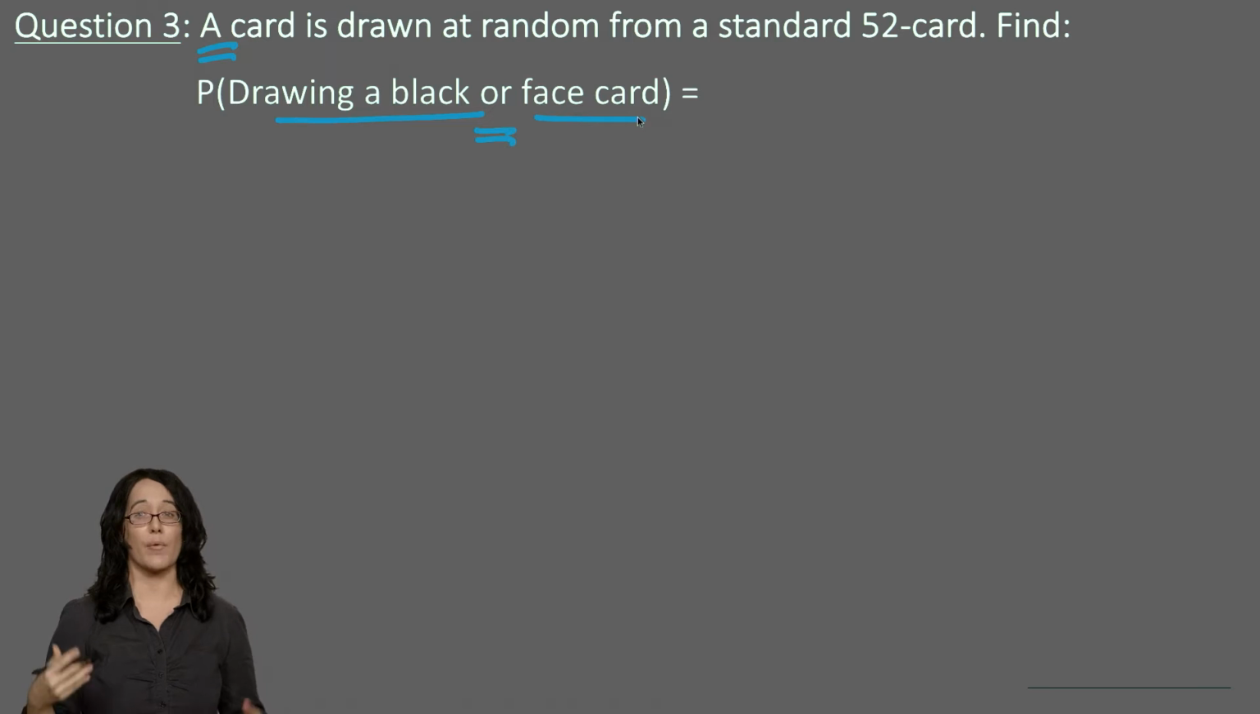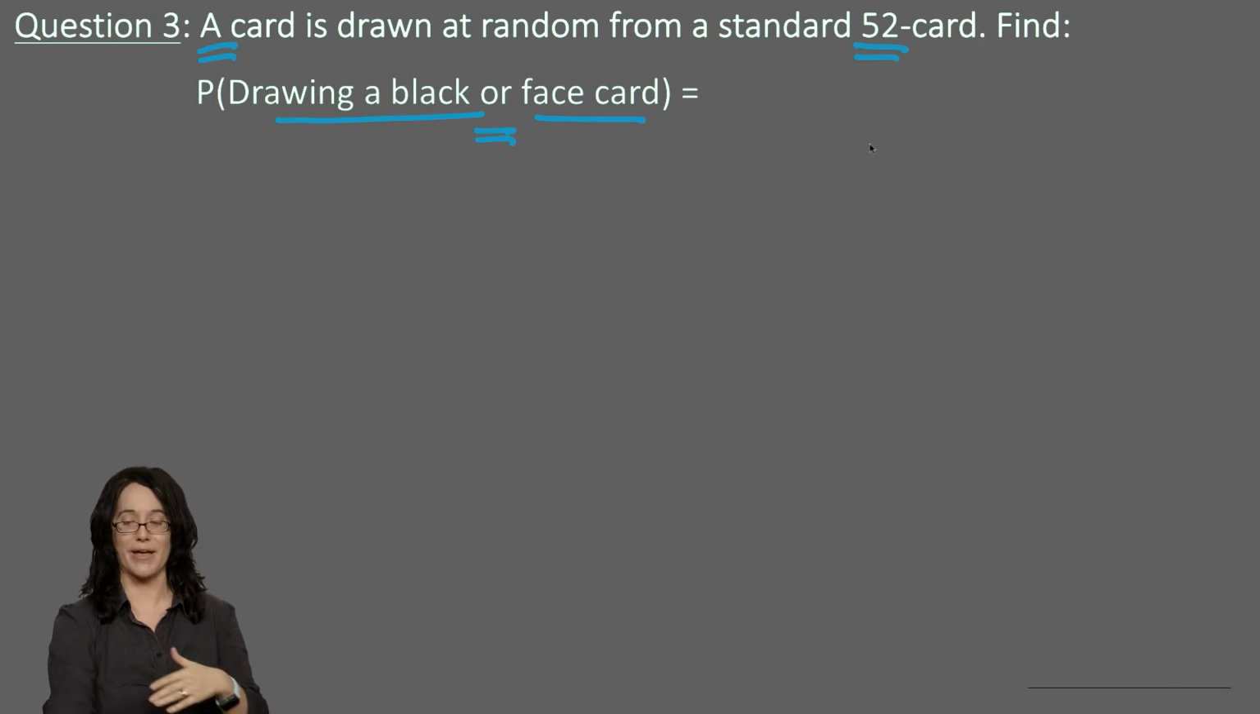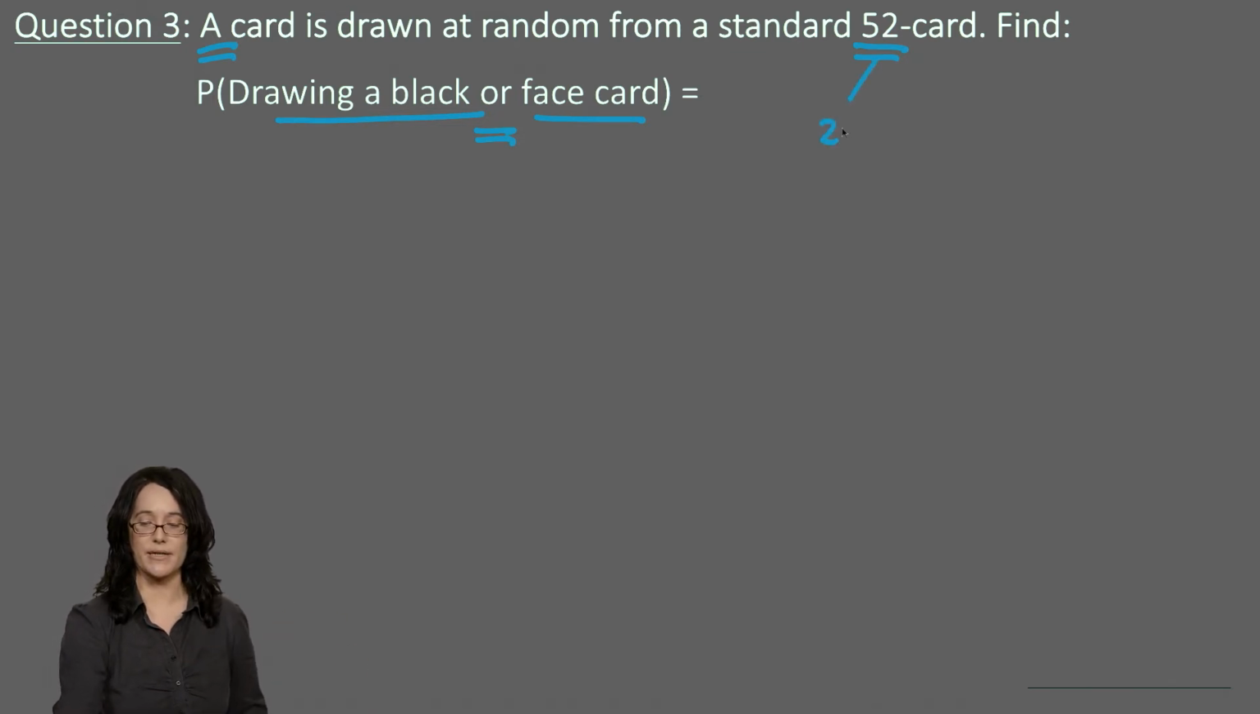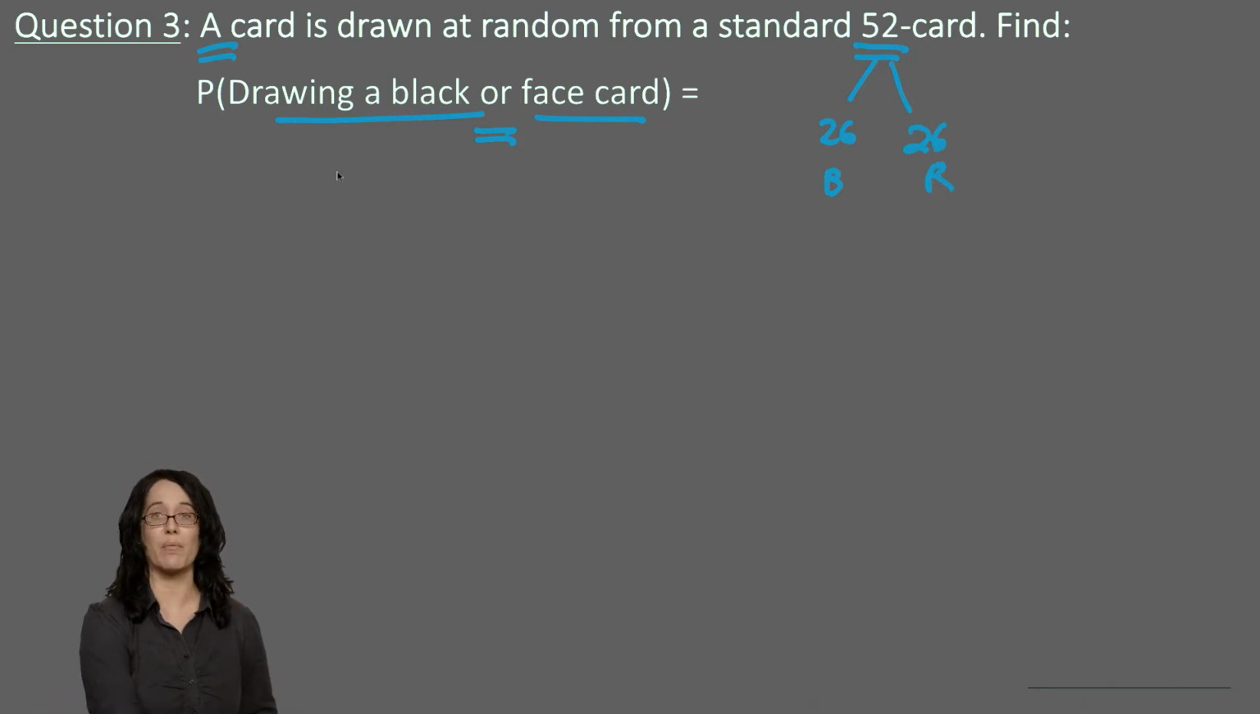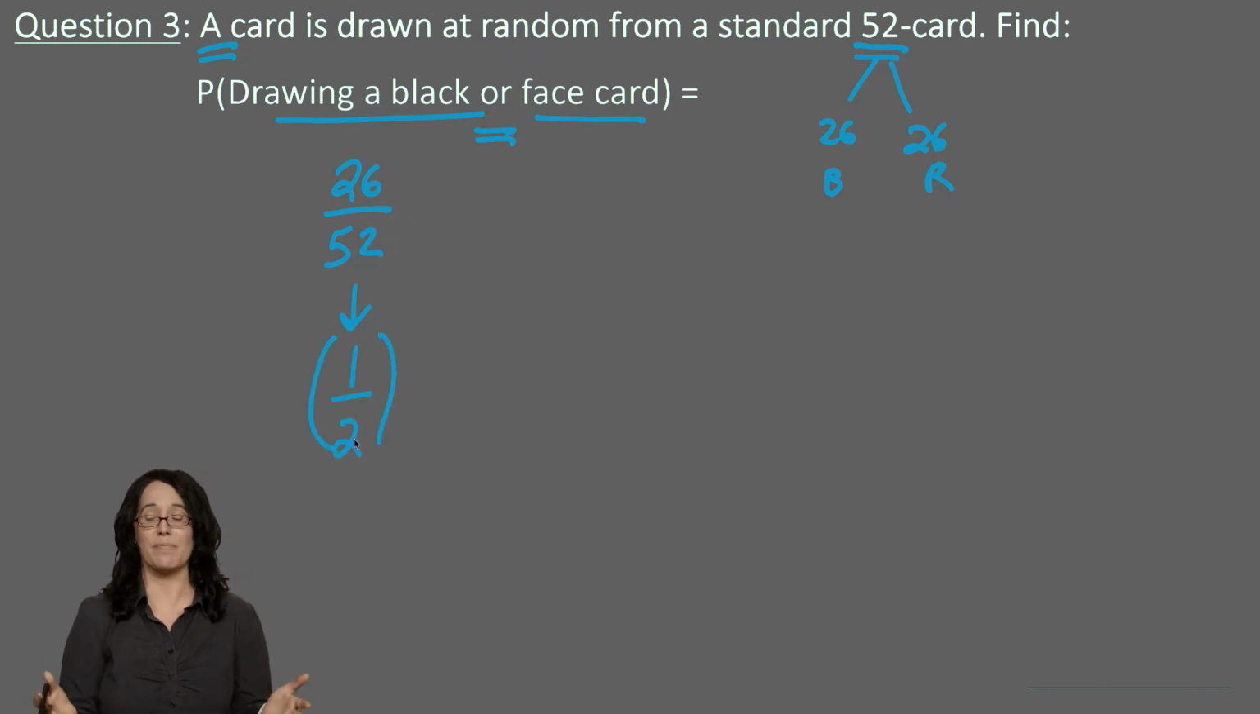So to draw a black card, we would need to know how many black cards there are in a deck of 52. Remember, for a standard deck of 52 cards, you have 4 suits, 13 cards in each suit, half of them are black, half of them are red. So there are 26 which are black, and 26 which are red. Drawing a black card would have what probability? Well, it would be 26 out of 52. But even easier, you can reduce that down to 1 out of 2, right?